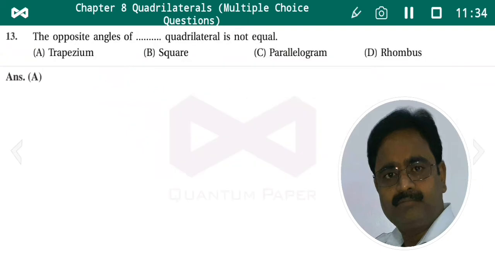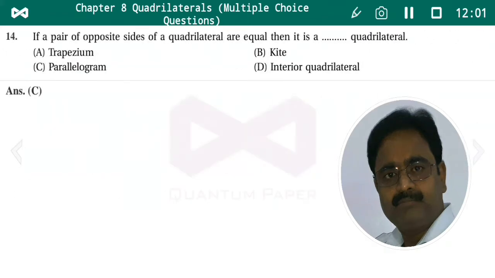Okay friends, in this question number 13, the opposite angles of which quadrilateral are not equal? Like the first option is given, A option trapezium. So trapezium के opposite angles equal नहीं होते, बाकी सभी square, parallelogram और rhombus इन तीनों quadrilaterals के opposite angles equal होते हैं. So our answer is option number A, right friends? Let us move on to the next question, question number 14.